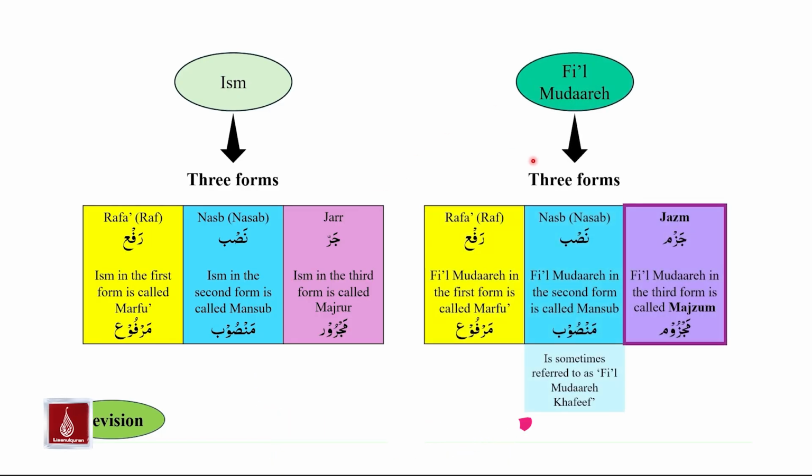Fi'il mudare also exists in three forms. Fi'il mudare in the first form is called marfu, fi'il mudare in the second form is called mansoob, and fi'il mudare in the third form is called majzoom. We have studied fi'il mudare in the marfu form, and specifically for mansoob and majzoom, we are studying the reasons for which fi'il mudare needs to be mansoob or it needs to be majzoom.